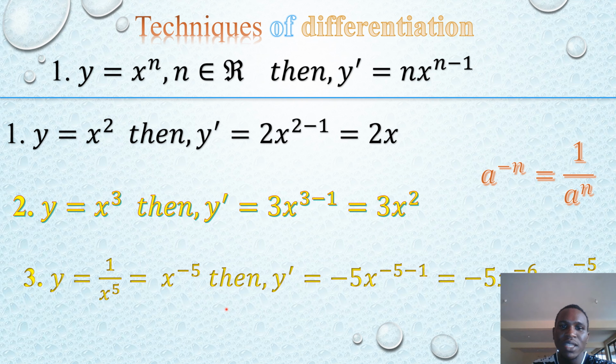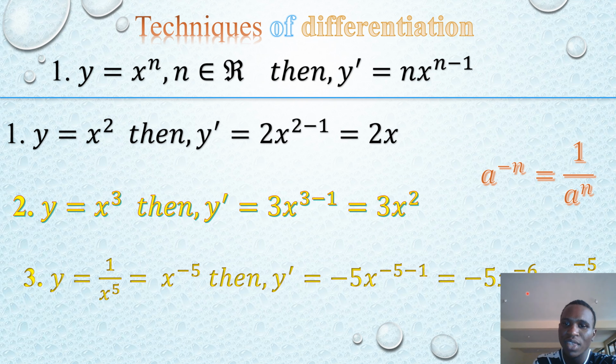Then now it means that we'll have y prime. As you can see, my power is what? Minus 5. I copy the power minus 5 and reduce it by 1. So it'll be what? Minus 5 times x raised to the power minus 5 minus 1. That will give me minus 5 times x raised to the power minus 6, because minus 5 minus 1 is the same as adding two negative numbers. It will become more negative, so it's minus 6.